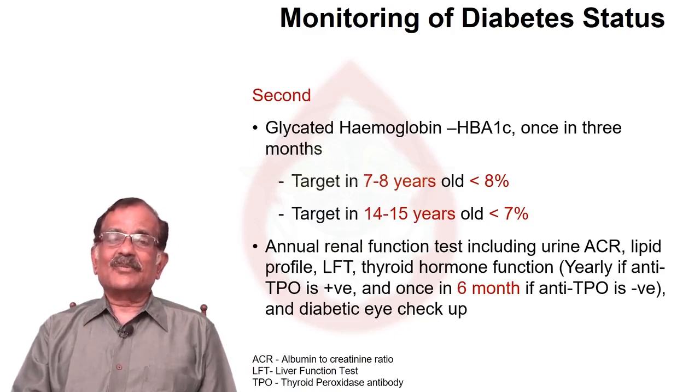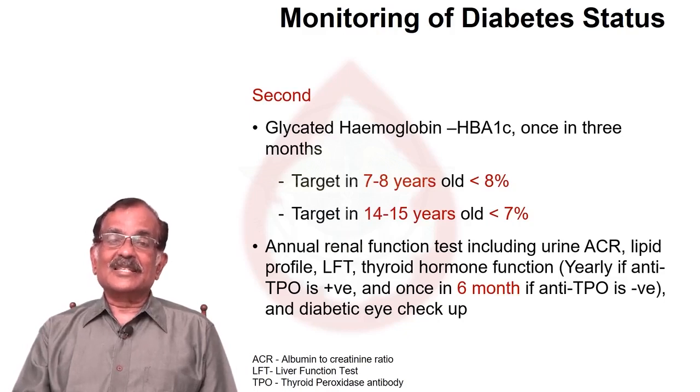Monitoring of lipid profile and blood sugar profile is a must. Then you must monitor all type 1 diabetes patients, at least yearly, for thyroid hormone function, because other autoimmune diseases like thyroid diseases can coexist or manifest in type 1 diabetes. So you must be looking for autoimmune thyroid disease in type 1 diabetic patients.